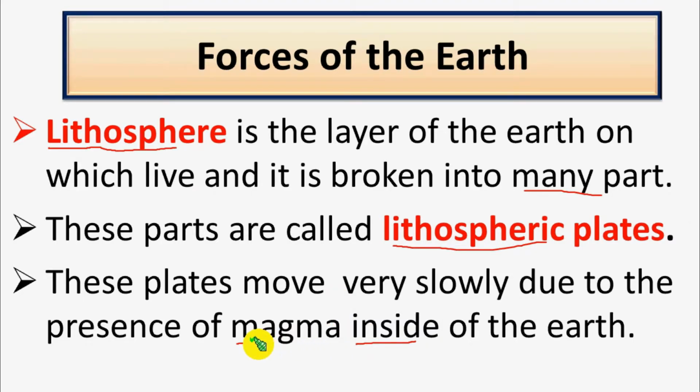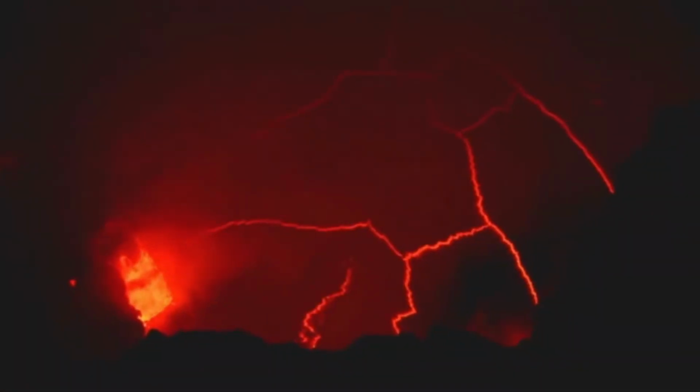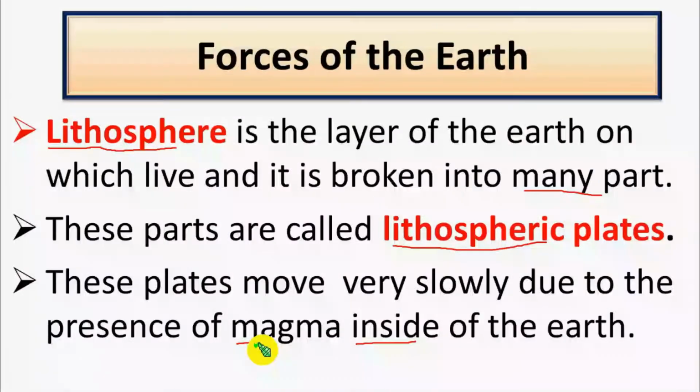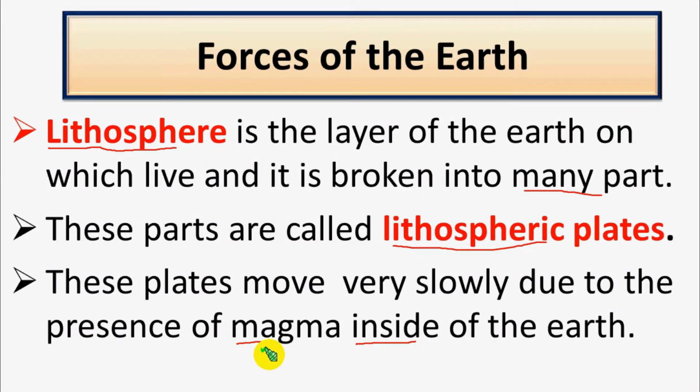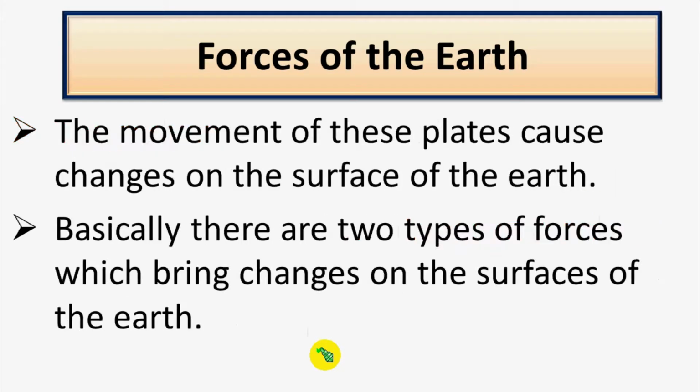Here the word magma means lava, which is found inside the earth. When the lava is inside the earth, it is called magma, and when it comes out from the volcanoes, it is known as lava. So due to the presence of magma, our lithospheric plates move very slowly from one place to another. The movement of these plates causes changes on the surface of the earth.